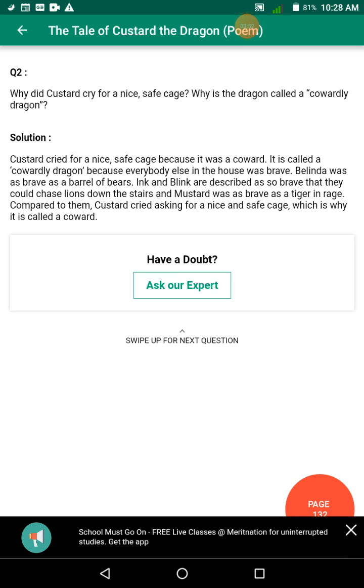Why did Custard cry for a nice safe cage? Why is the dragon called a cowardly dragon? Can you just go through the poem and read once, children, where Custard is crying for a nice safe cage and the dragon is called cowardly dragon? Just go to the poem once, all of you.